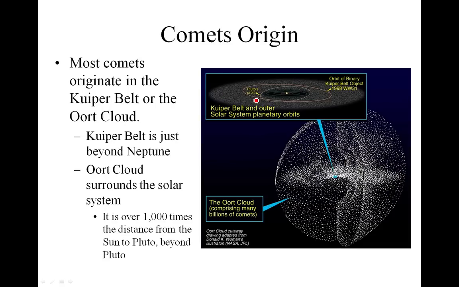They may get knocked off their orbits because they orbit too close to each other, something goes through, whatever. They get knocked out of orbit, they come cruising closer to the sun maybe, and then we get to see them.